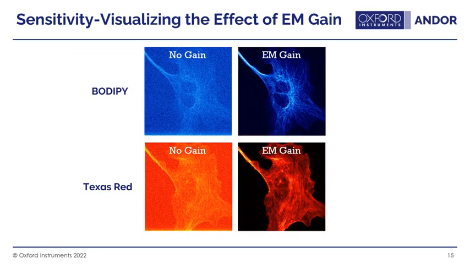And this is one last example where we can look at the effect of EM gain on sensitivity. These are biological cells stained with a couple of dyes that are commonly used in biological imaging: ODIPI on the top and Texas Red on the bottom. And for each case, we're taking images where no EM gain was applied, and then we turned on the EM gain. And it's very apparent here how the EM gain can improve the sensitivity of this measurement, where you can barely see the cell with no EM gain, but then you can see it really well when the EM gain is turned on.